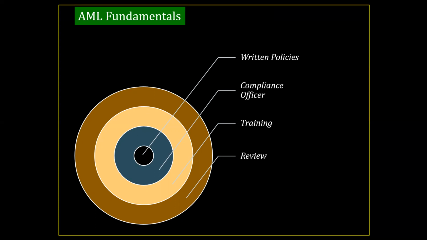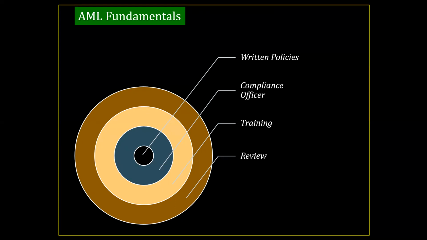The last one is review. It's easy to become complacent if everything is running smoothly. Why change? Unfortunately, by the time you notice a problem, it might be too late. Have an independent expert, such as a third party or at least someone who is not associated with day-to-day compliance operations, review your program on a periodic basis.